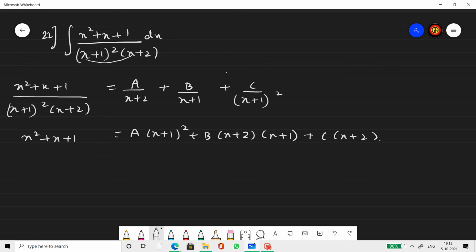Now start using the factors. So let x be equal to minus 1. When x is minus 1, square is 1, minus 1 plus 1, equals a into 0, b into 0, whereas c into 1.